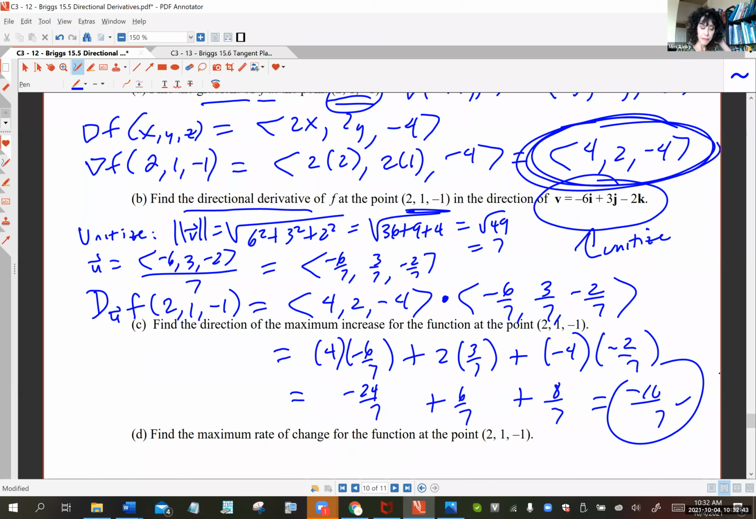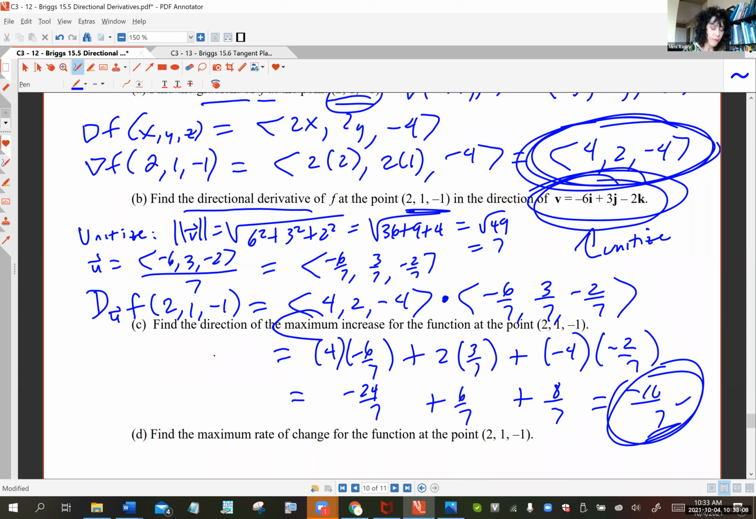What does that mean? That means if I were a fly flying in the room and I flew in the direction of this vector here, my temperature would actually decrease by -10 sevenths per, I don't know if we're doing it per centimeter or whatever. Interesting. So if I wanted to get cooler, I would go in that direction.